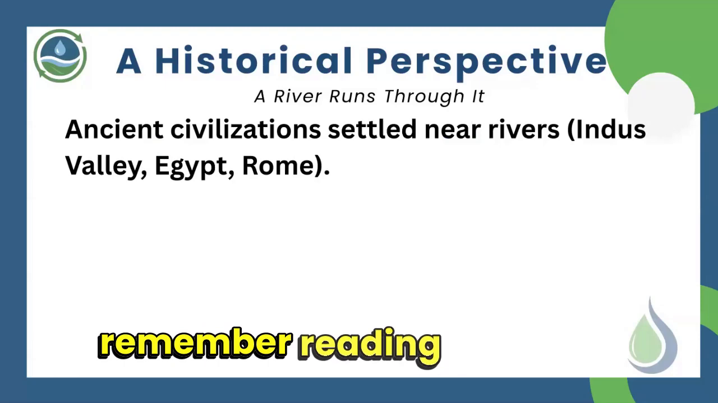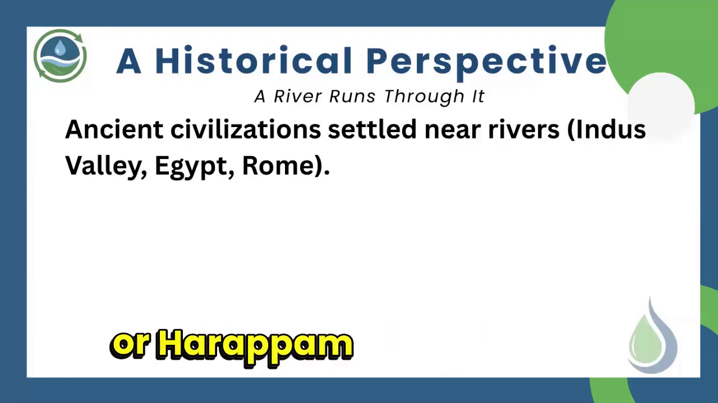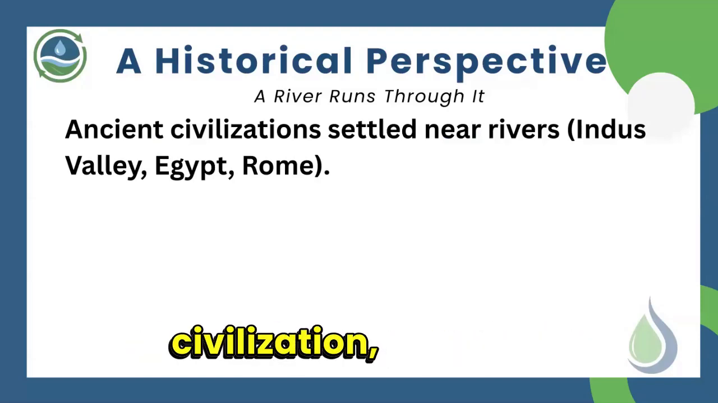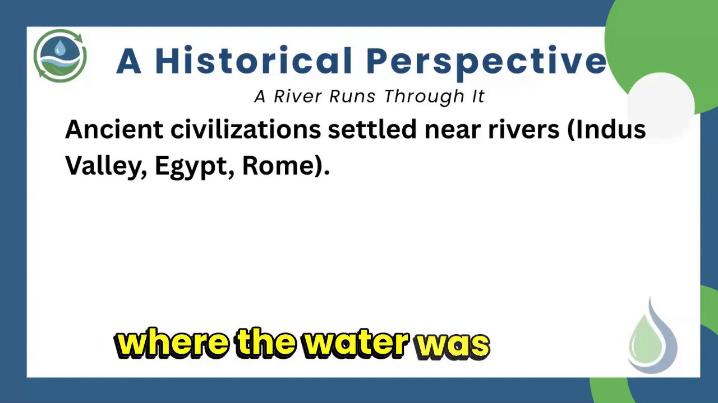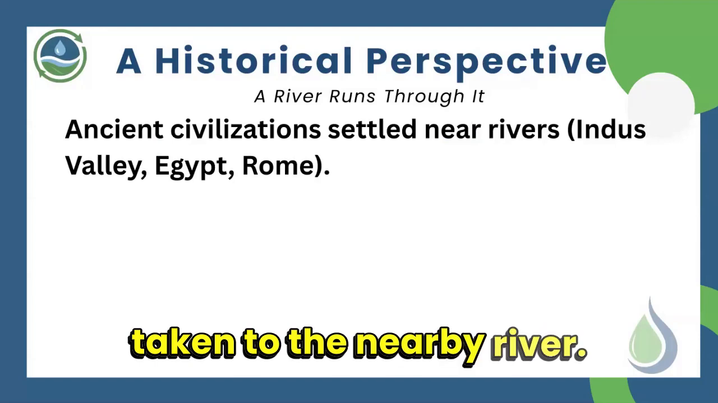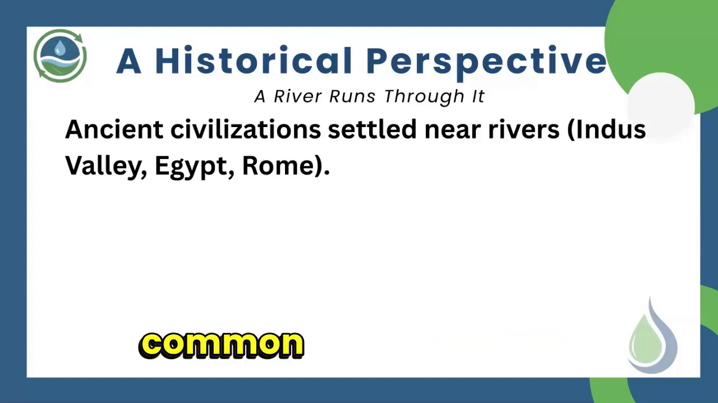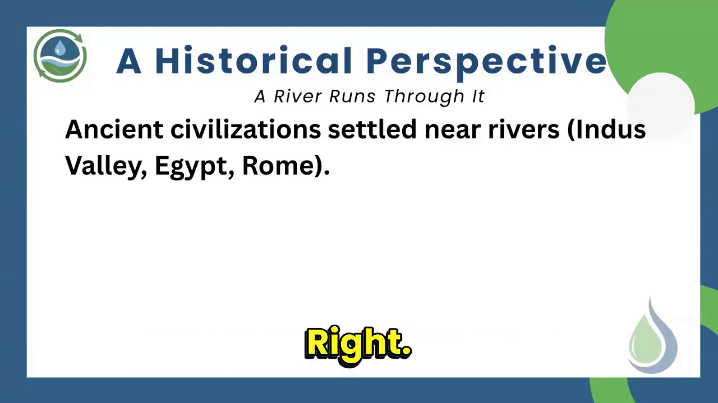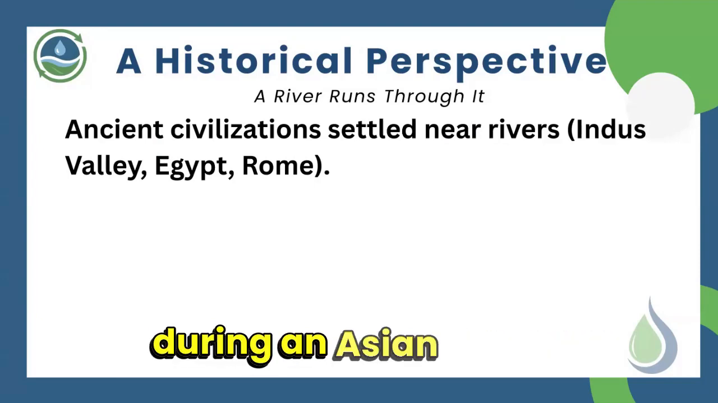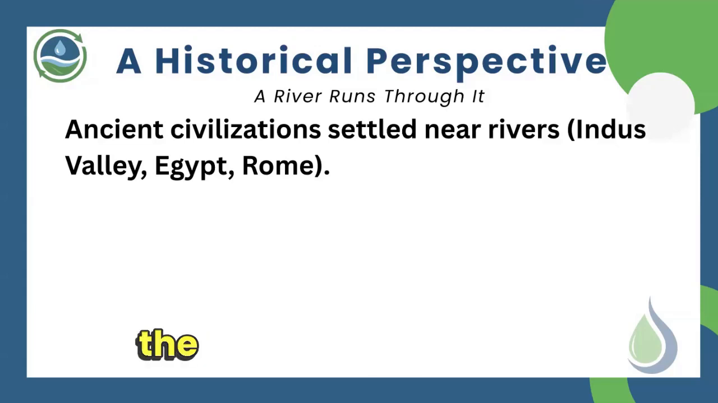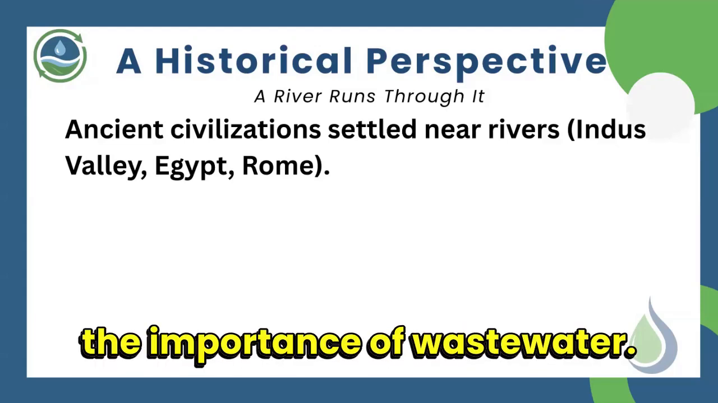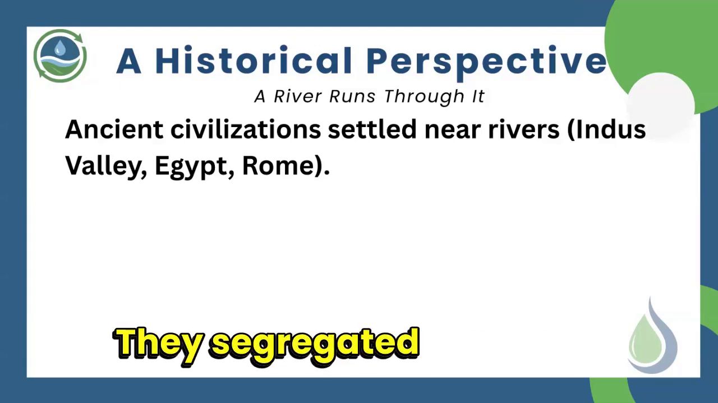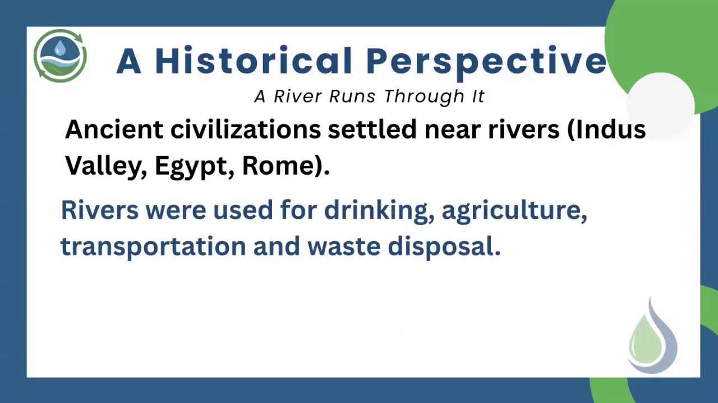And second thing, if you remember reading history in our 8th class, 10th class, our Harappa, Mohenjo-daro, Indus Valley civilizations, they had drainages, not exactly underground drainages, above ground drainages only, where the water was being taken to the nearby river after usage. There were common bathing areas, right? So it simply shows that even during ancient times, 3,000, 4,000, 5,000 years ago, the people had realized the importance of water. They had realized the importance of wastewater. They did not mix water and wastewater. They segregated these two and dealt accordingly.